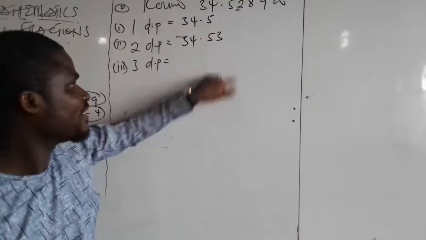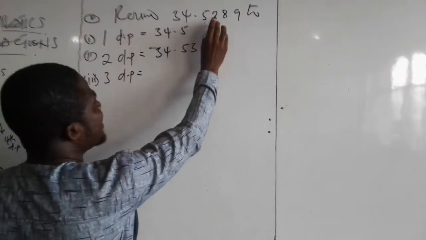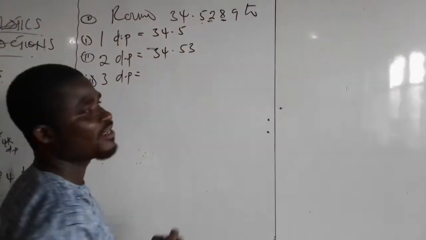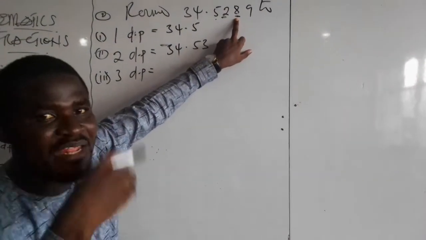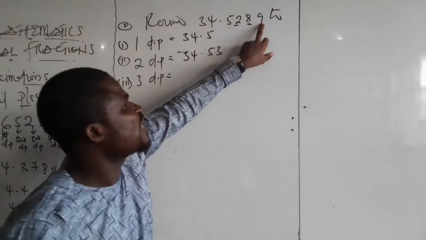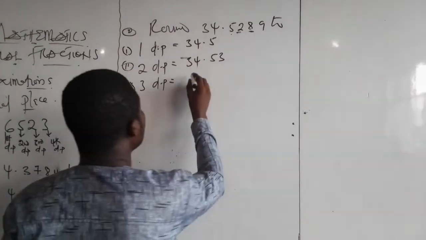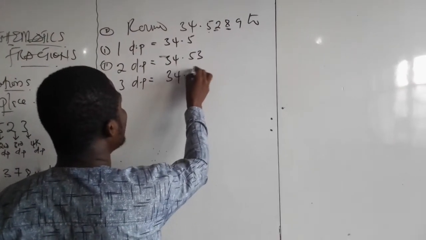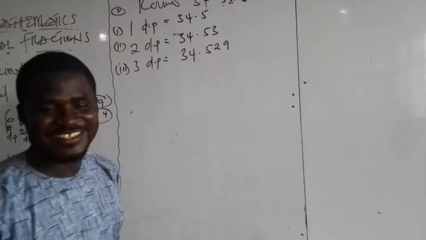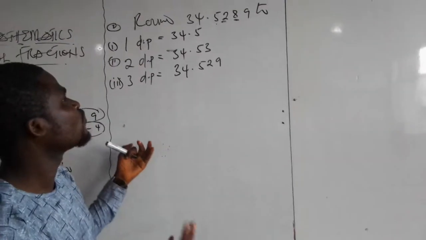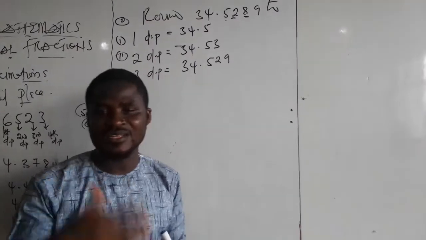Take note. Then the last one, you're going to have first decimal place, second decimal place, third decimal place. Because the number after the third decimal place is 9, I'll add 1 to the 8 to become 9. So I'm going to have 34.529 as my third decimal place. So this is how you're going to round numbers to 1 decimal place, 2 decimal places, and so on.